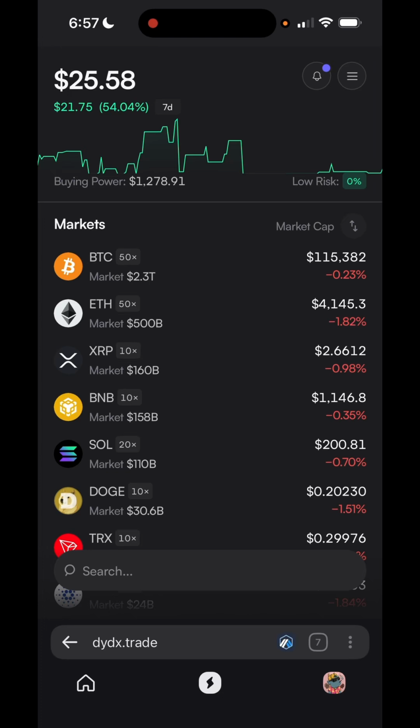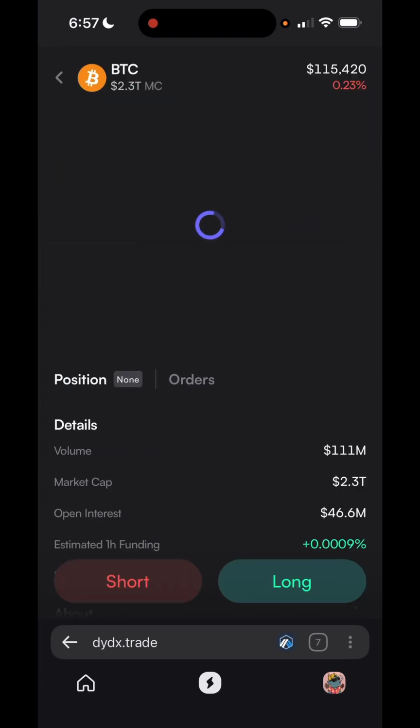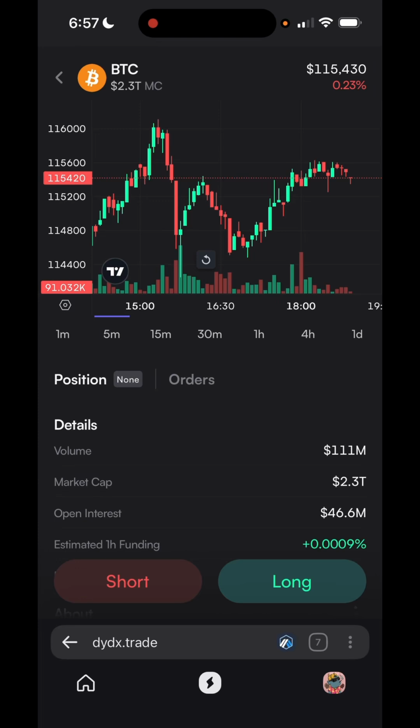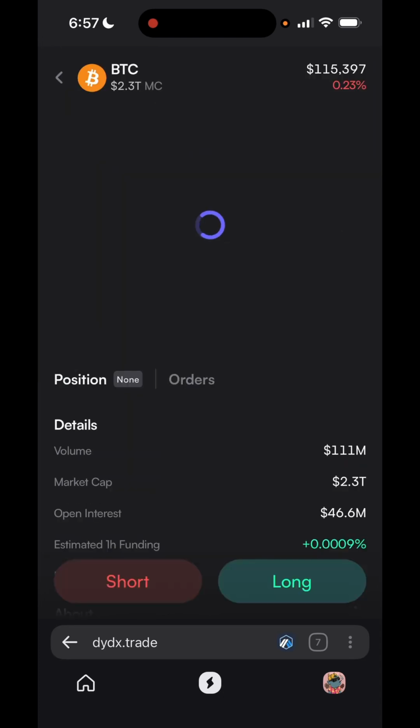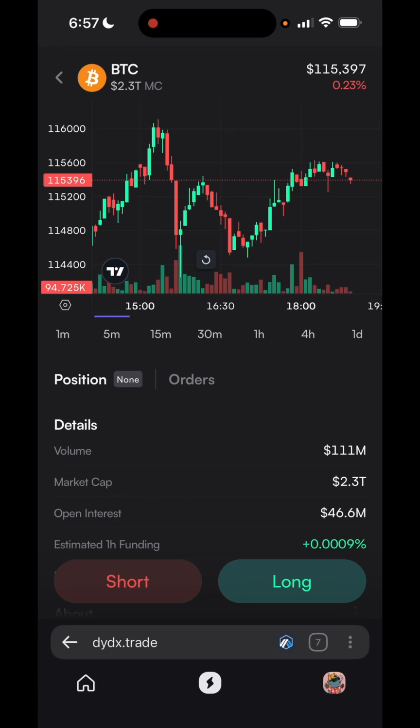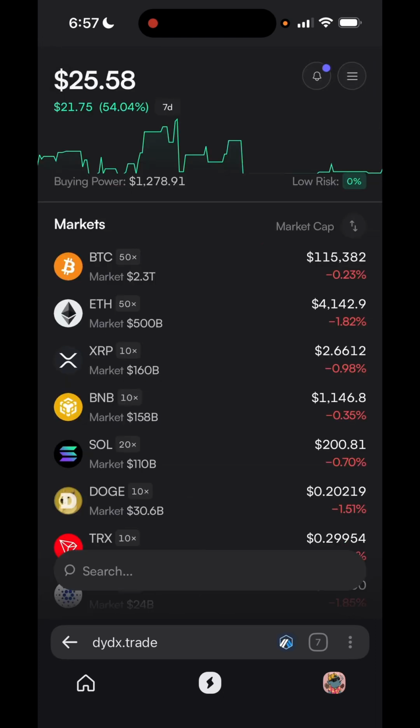So we are going to start with BTC. For example, this is the mobile web page. You're going to notice a little difference from the desktop web page in terms of buying power. Buying power and leverage are basically the same thing. As you can see, I have a buying power of $1,278, and this is equivalent to 50x leverage, because 50x is the highest available on dYdX now. How can you get this buying power?